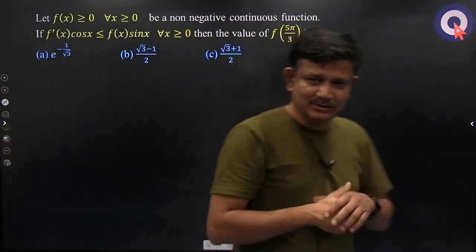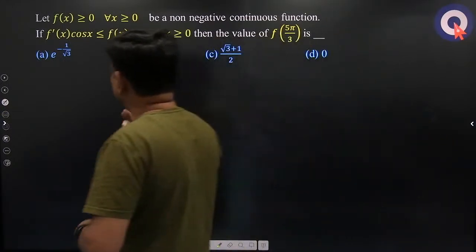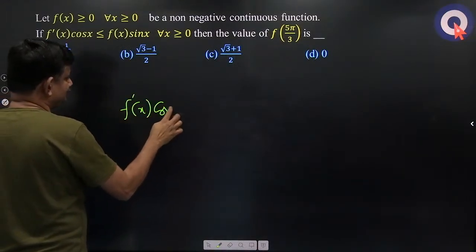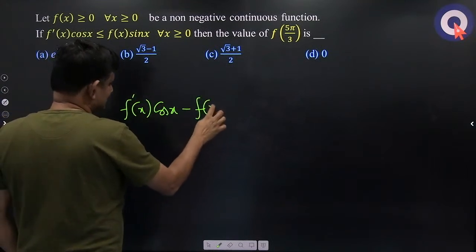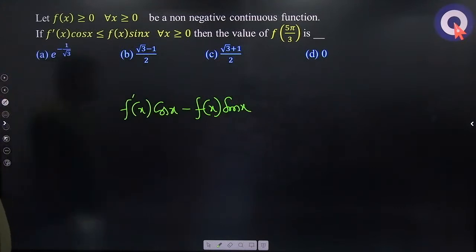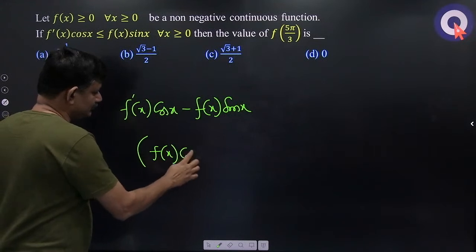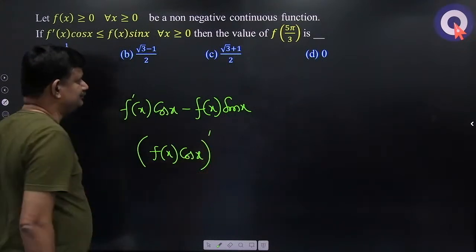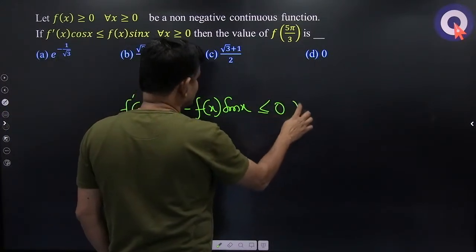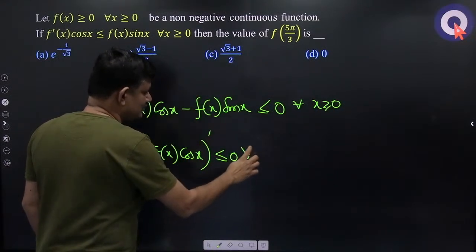This is also a similar equation. Only thing is the integrating factor would be different. f dash x cos x minus f of x sin x. Look at this and identify what this expression is. It is the derivative of f of x cos x. Now this is given to be less than or equal to 0 for all x greater than or equal to 0.